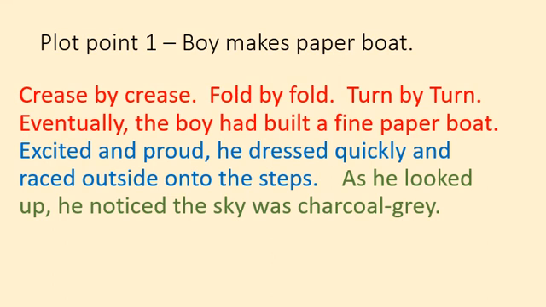How did you all get on? I'm going to read now the 3 sentences, crease by crease, fold by fold, turn by turn. Eventually, the boy had built a fine paper boat. Excited and proud, he dressed quickly and raced outside onto the steps. As he looked up, he noticed the sky was charcoal grey.